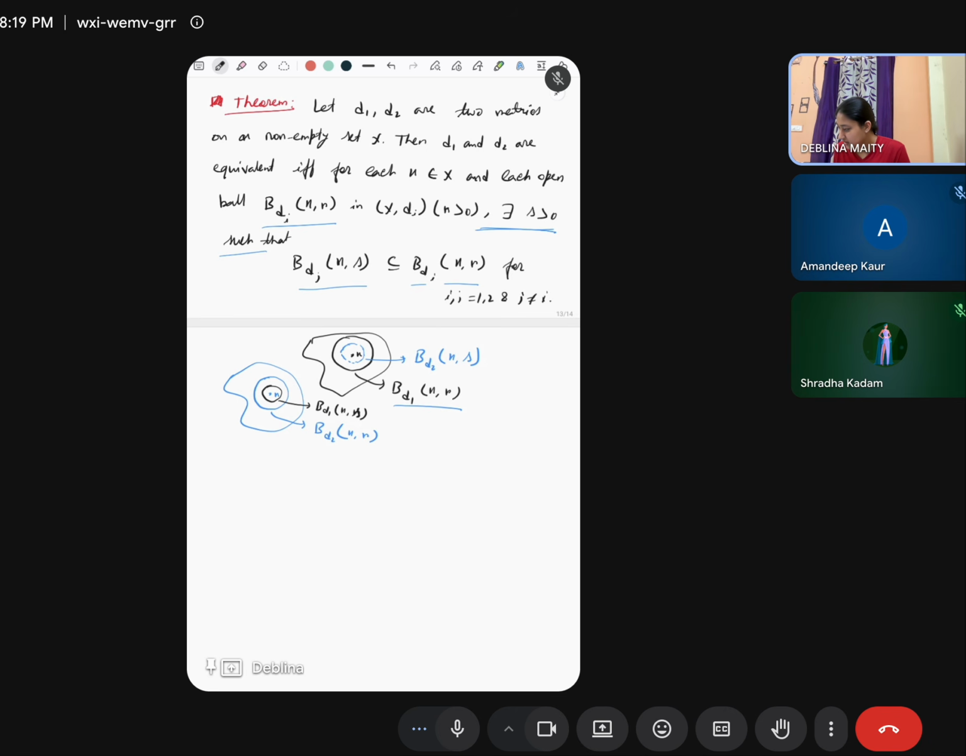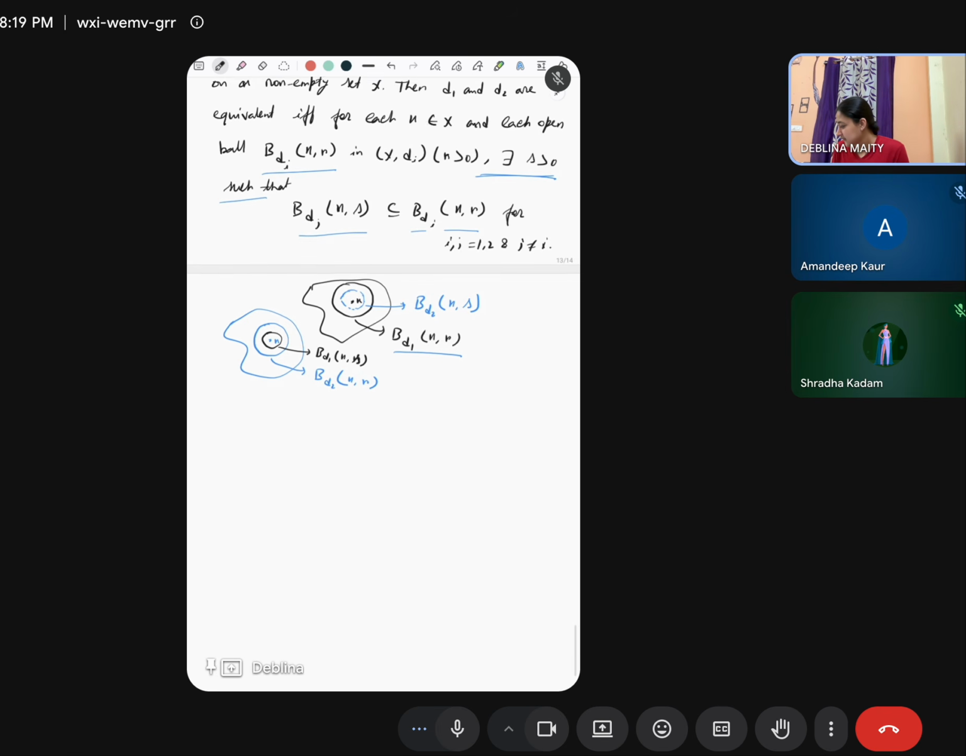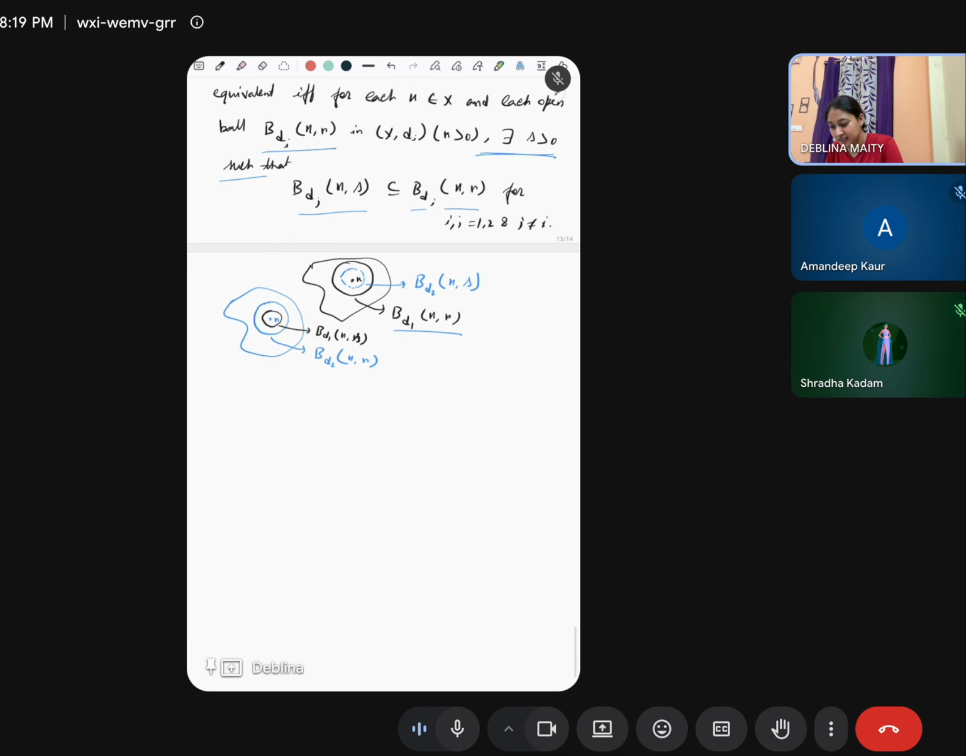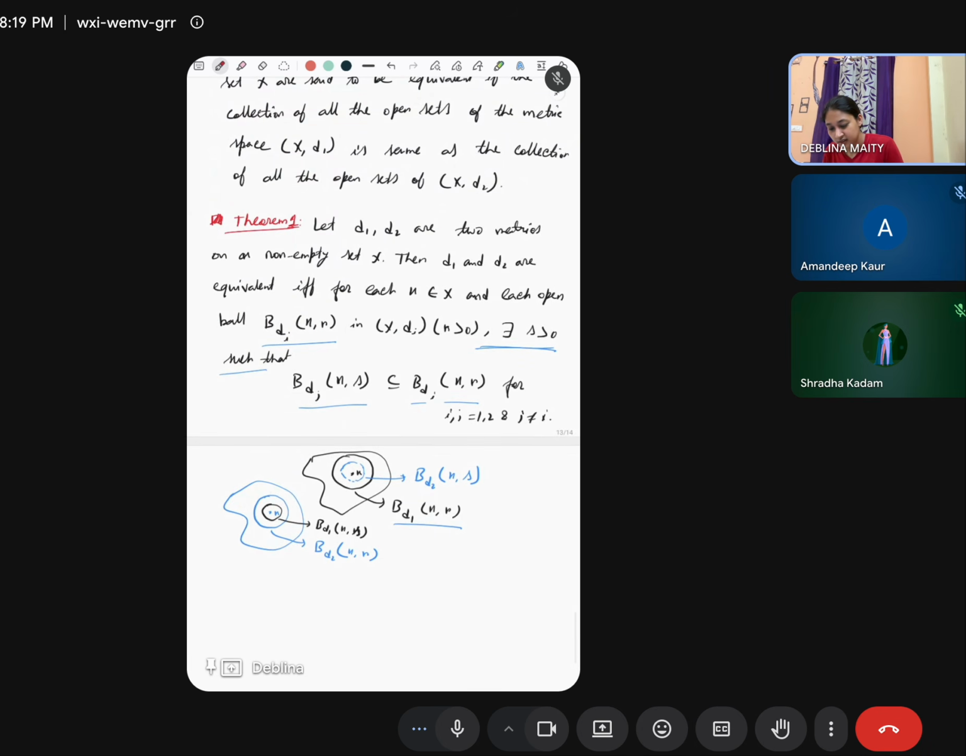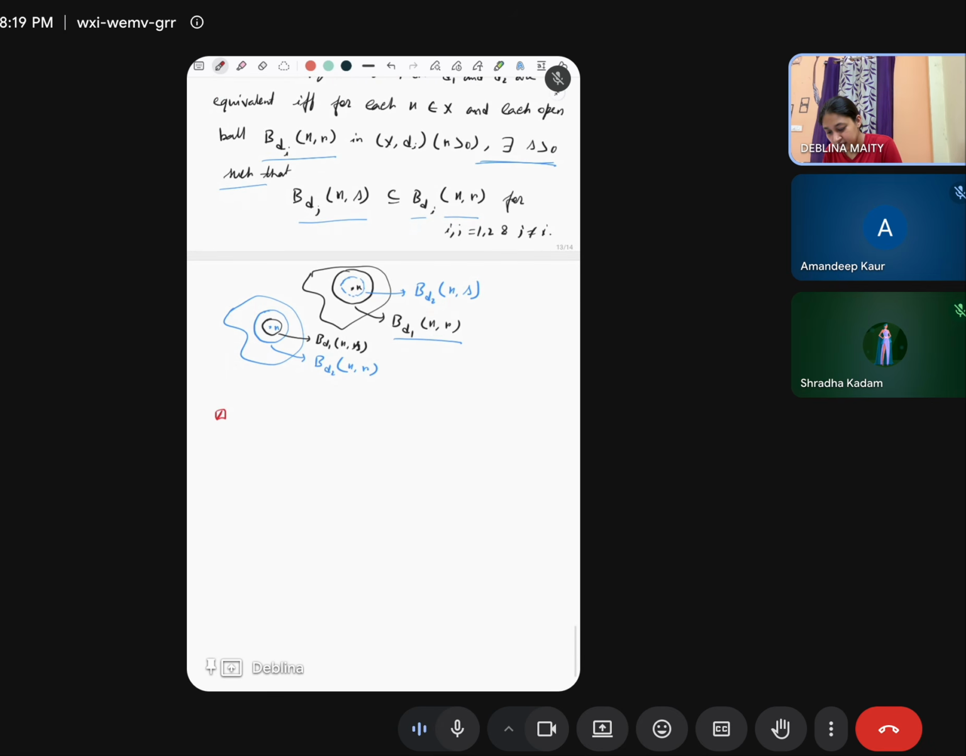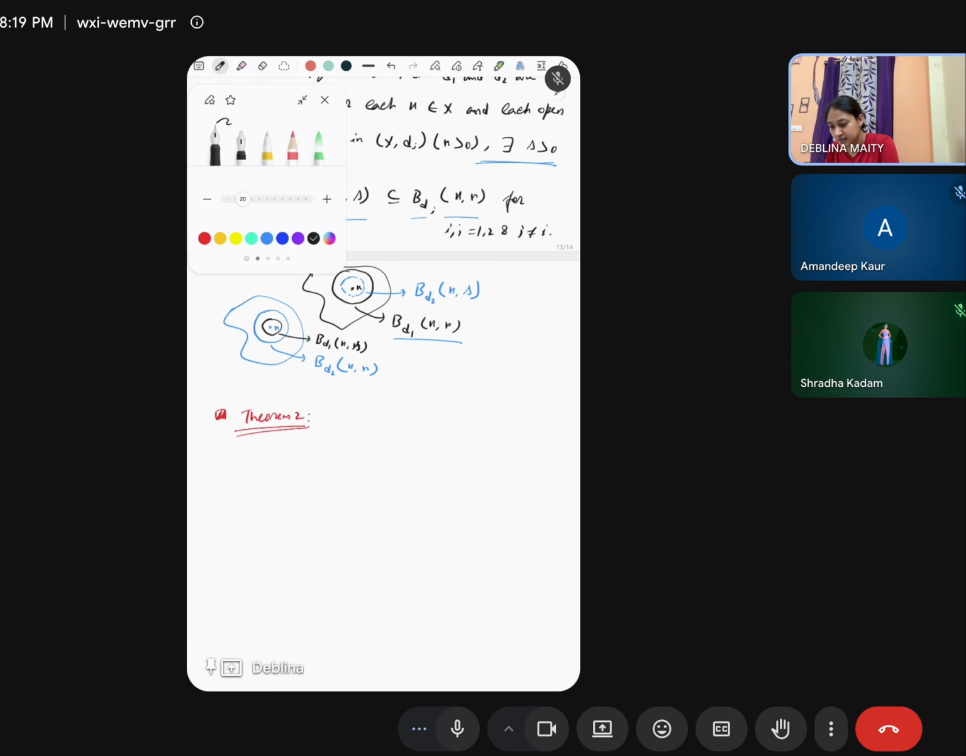So let's skip the proof of this. You can check any book for this proof. Okay, and there is another theorem. This is theorem 1 and theorem 2. Okay, so theorem 2 says this is not sufficient, this is only a necessary condition for equivalence.